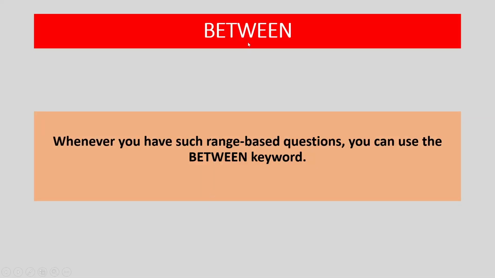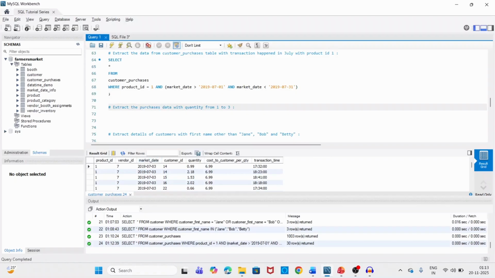Now the next one is between. Whenever we have range based questions, you can use the between keyword. So let me show you this in detail. Here the problem statement is: extract the purchase data with quantity from 1 to 3.